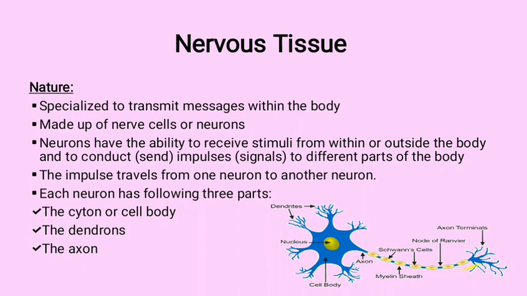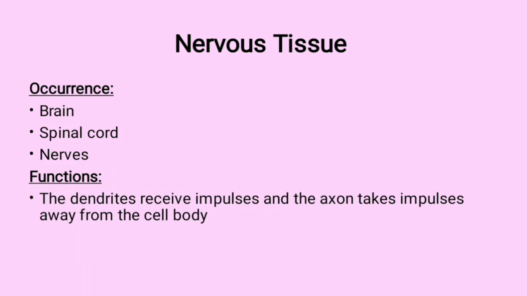This is the axon, and this is the terminal portion of the axon through which other neurons can combine and form a large network of nervous tissues or fibers. Mainly the nervous tissues or these neurons are present in the brain, spinal cord and your nerves. The main function of the nervous tissue is that the dendrites receive impulses and the axon takes impulses away from the cell body. What does it mean?